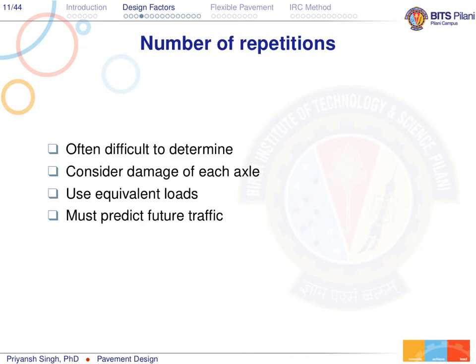To predict this over a design life, you need to know the future traffic on the road. This is often very difficult to determine. It considers the damage that occurred on each pass of the vehicle, or each pass of the traffic. It uses the equivalent load. We'll see how it uses the equivalent loads to calculate the number of repetitions correctly, and how we account for the future traffic while calculating the number of repetitions.